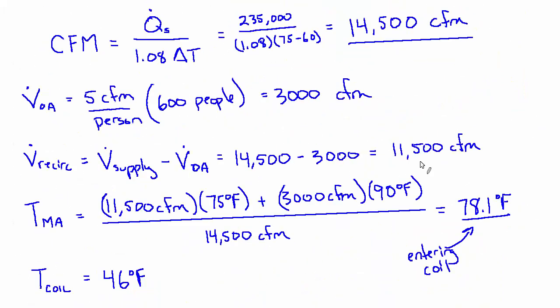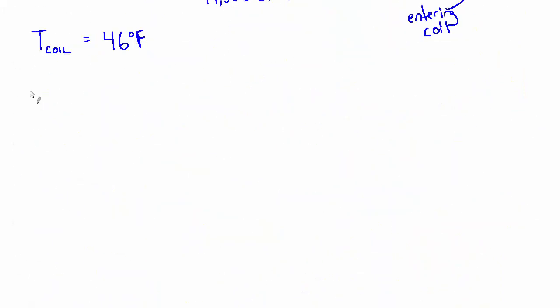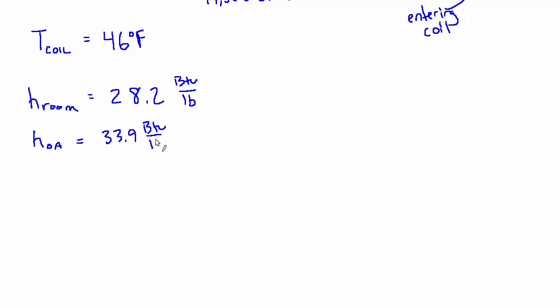So let's write some of this out. So first of all, we have those room conditions, 75 degrees and 50% humidity. We can look that up on the psychrometric chart. 28.2 BTUs per pound is the enthalpy in the room. And I put that into a psychrometric calculator because I like to be precise, but you should be very comfortable looking that up on the psychrometric chart. And then the enthalpy of the outside air is 33.9 BTU per pound. That's the 90 degree and 70 degree wet bulb.